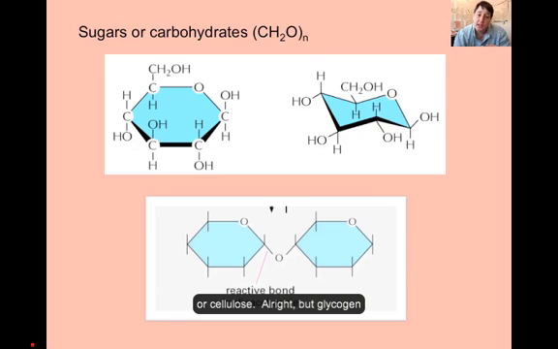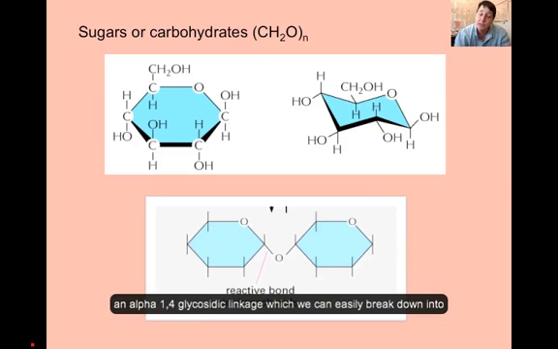But glycogen and polysaccharides, those have an alpha 1,4 glycosidic linkage, which we can easily break down into monomers of sugars that we can then use to make energy.